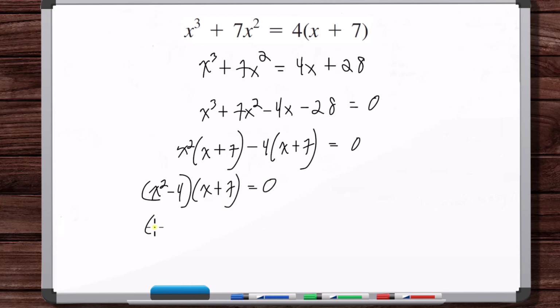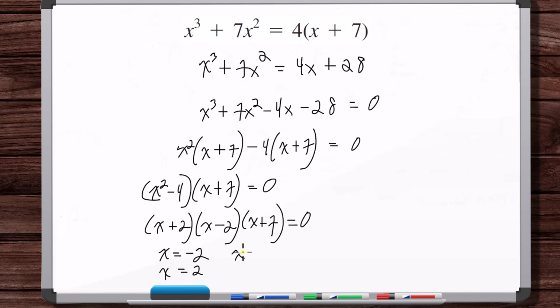All right, but now we have a difference of 2 squares. Okay, so we see that x equals minus 2, x is equal to 2, and x is equal to minus 7 are all solutions.